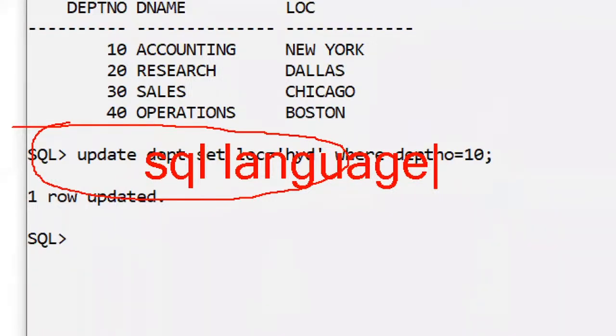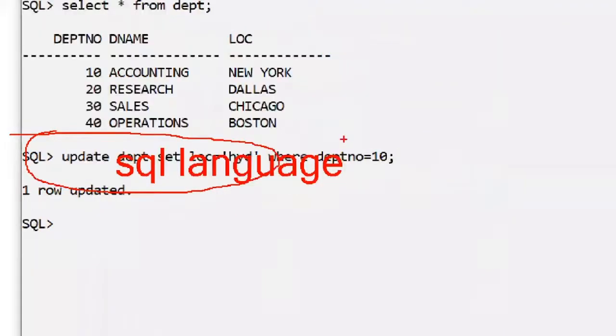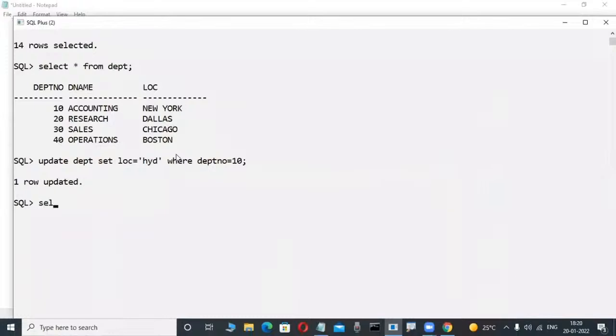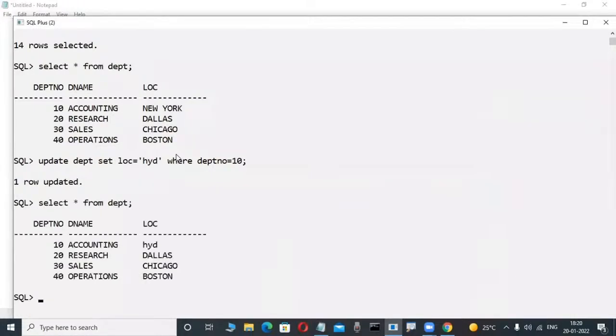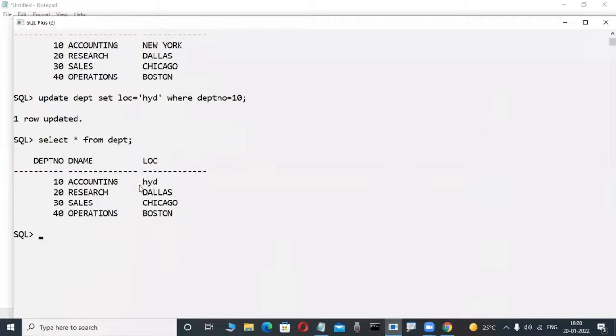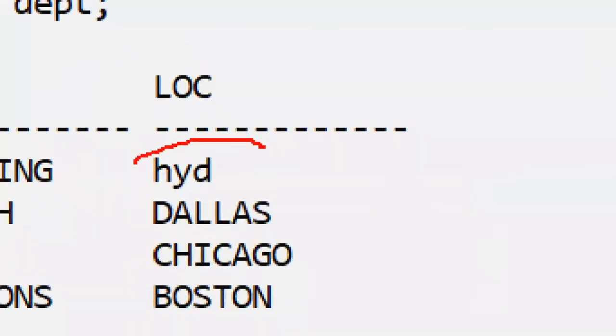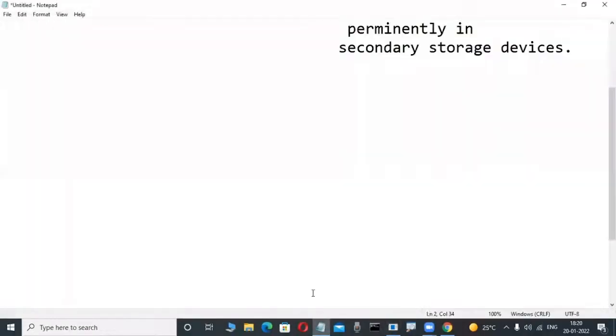Now, observe it here. Once we write this type of coding, which is called the SQL language, it is automatically reflected in your database. Observe it here. In the previous case, New York was there, but in this case, Hyderabad is the location. That's why always observe it here.